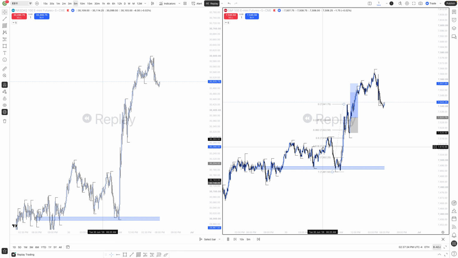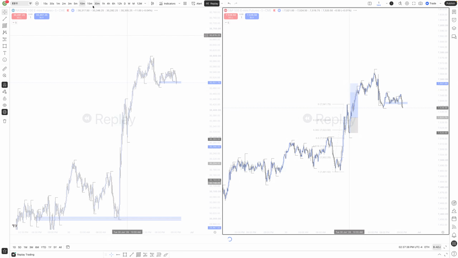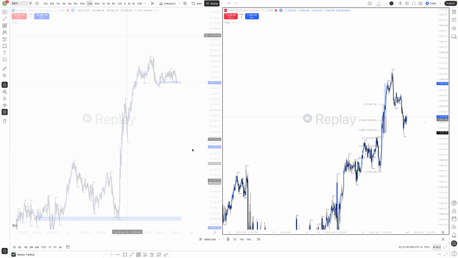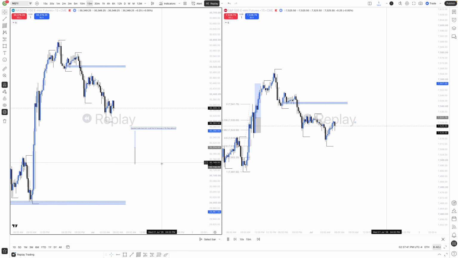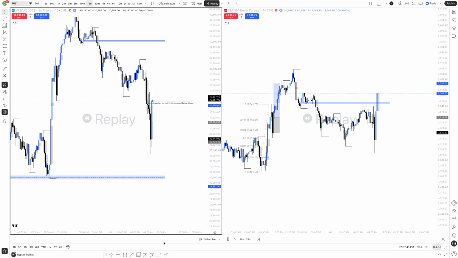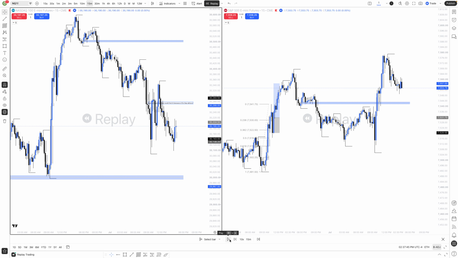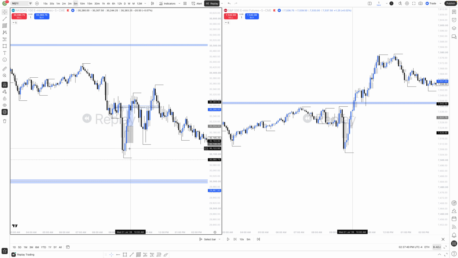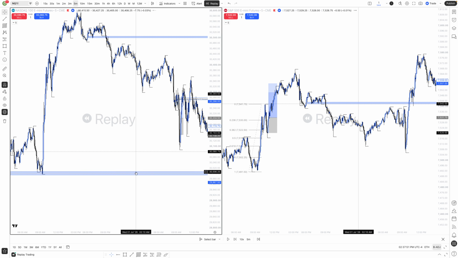Now Wednesday, I don't think there's anything Wednesday. Let's go with the 15 minute to make this quicker. I remember Wednesday now. Let's look at what happened here Wednesday. Wednesday was really good. We see a nice clear sweep of these lows.